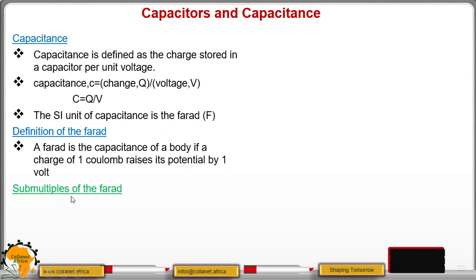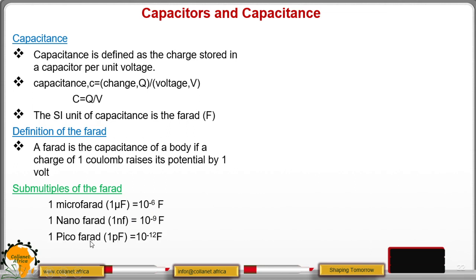Then we move to multiples and sub-multiples of farad. We have 1 microfarad, which is equivalent to 10 to the power negative 6 farad. And this is the one that we are going to commonly use in our calculation. Then we have 1 nanofarad, which is equivalent to 10 to the power negative 9 farads. Then 1 picofarad is equivalent to 10 to the power negative 12 farads.